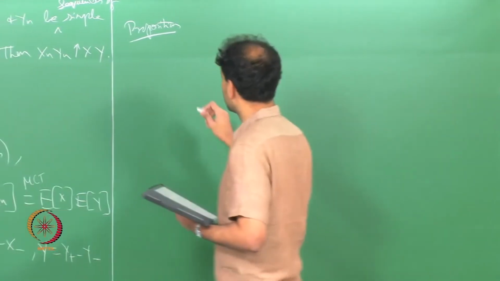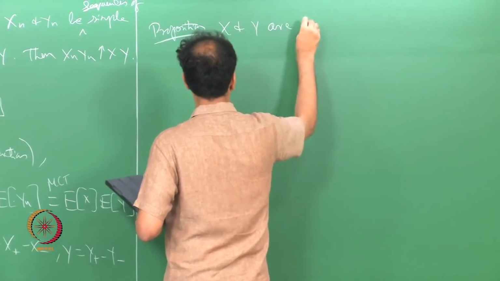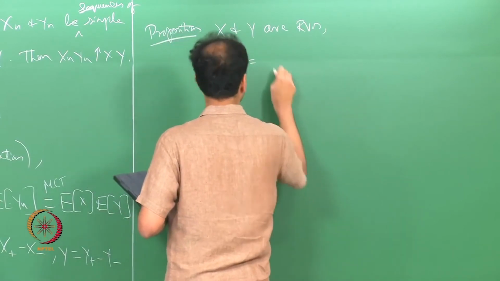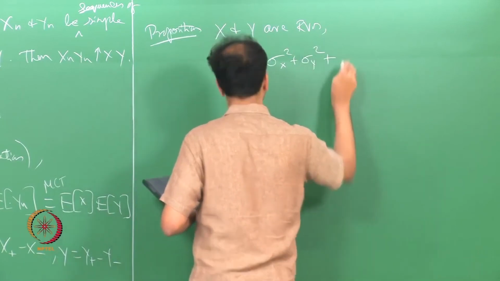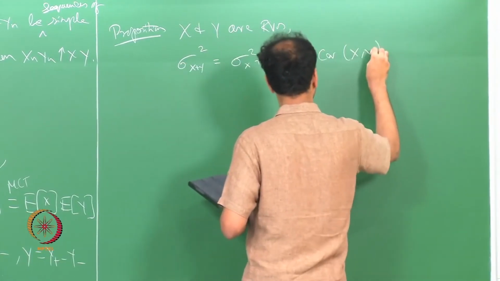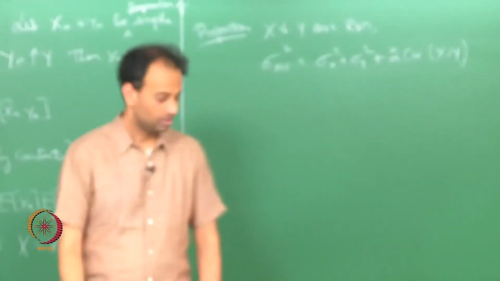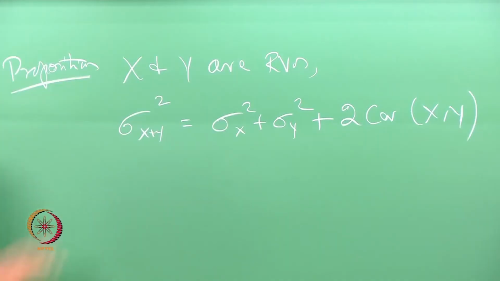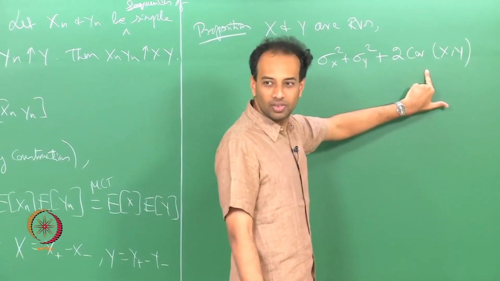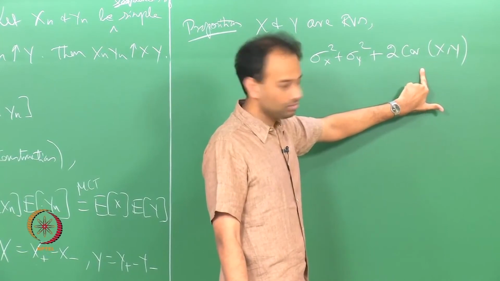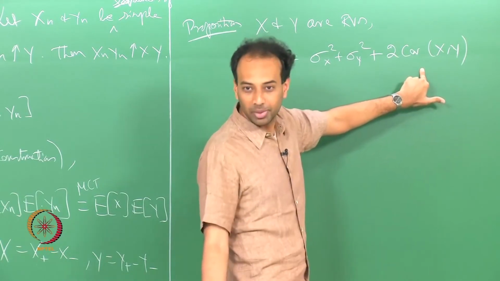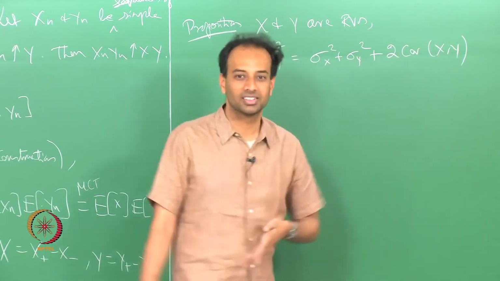So, I will just state a proposition that says if X and Y are random variables, then sigma X plus Y squared is equal to sigma X squared plus sigma Y squared plus twice covariance of X comma Y. If you are interested in computing the variance of a sum of two random variables, you have to sum the two variances and add twice the covariance. But if X and Y are uncorrelated, you can just add the two variances, or if X and Y are in particular independent, you can add the variances and say that is the variance of the sum.